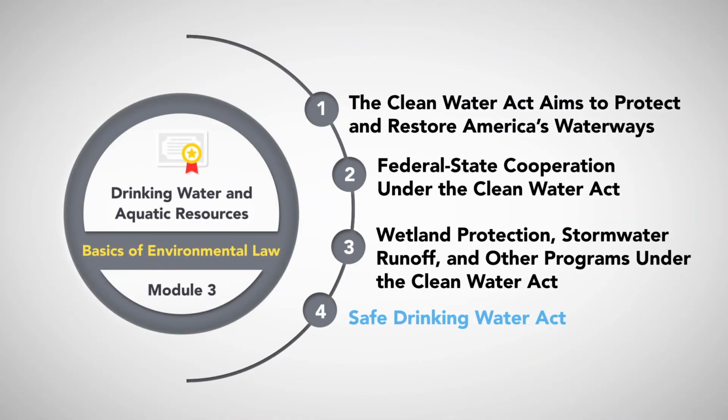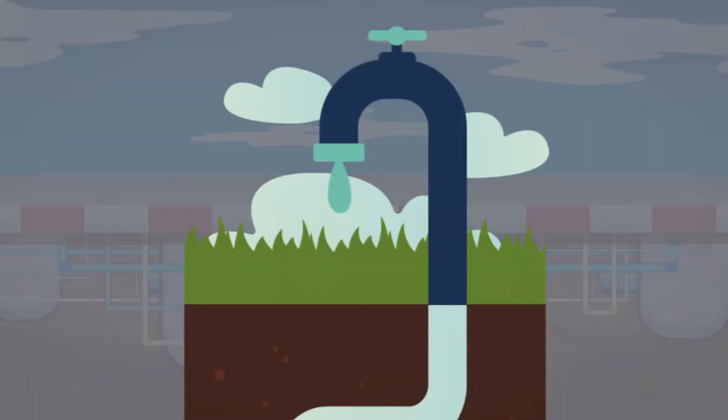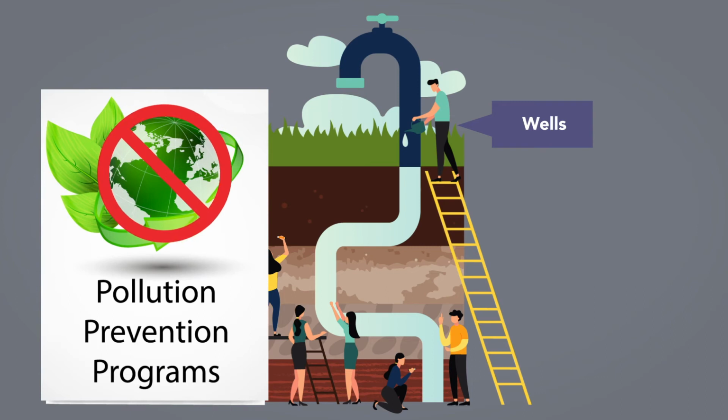Safe Drinking Water Act. The Clean Water Act does not extend to all our aquatic resources. In fact, much of the country gets its drinking water from underground water sources, such as wells, which are largely not covered by pollution prevention programs.